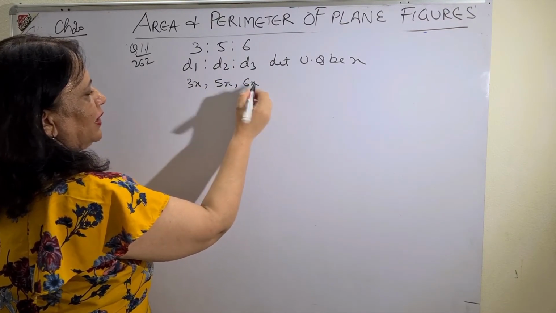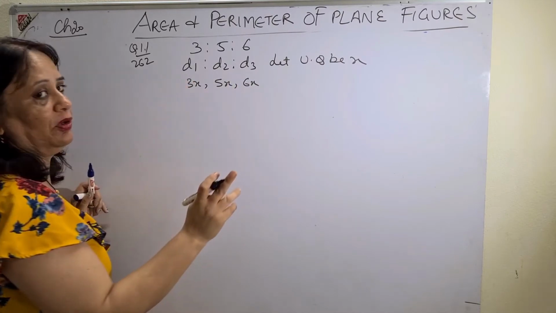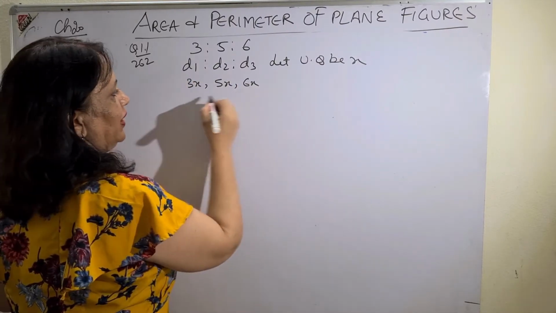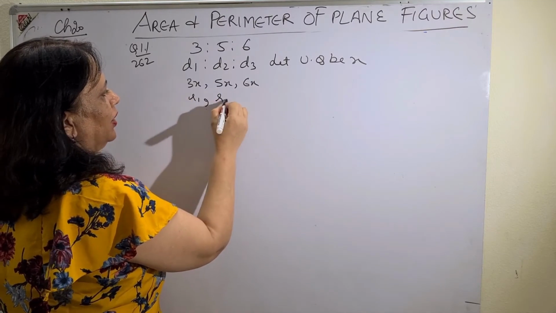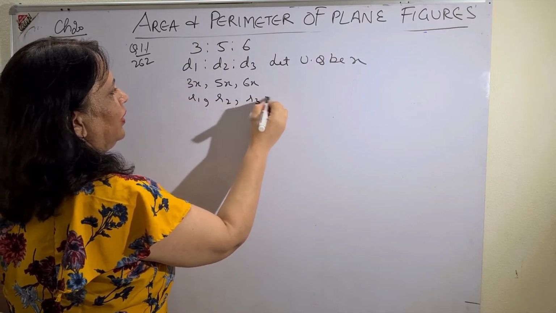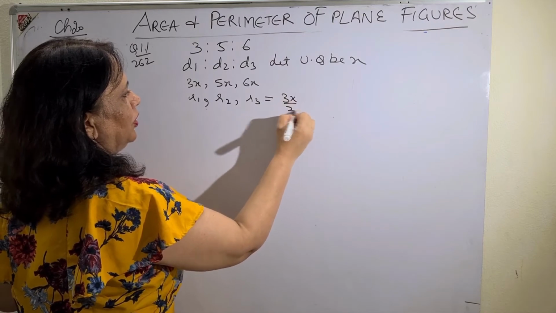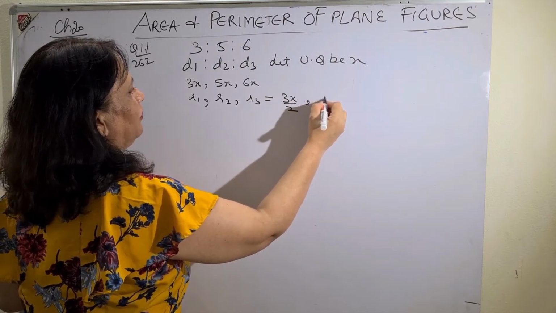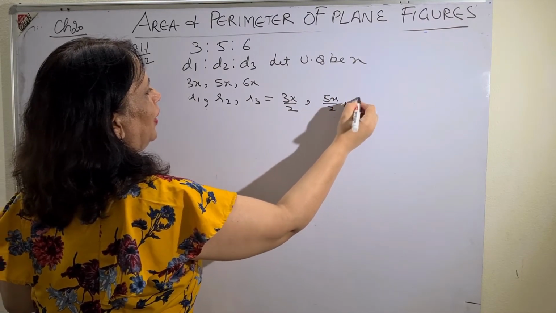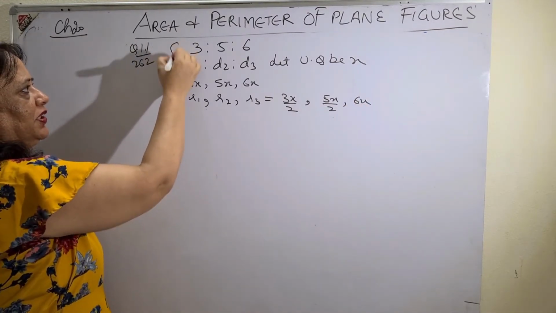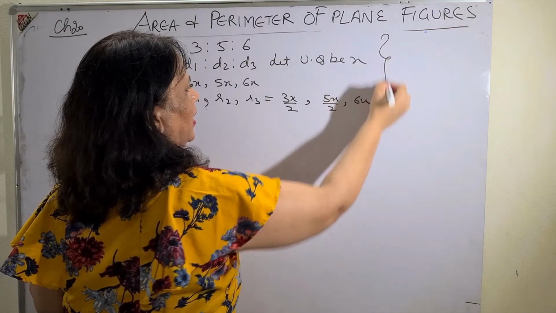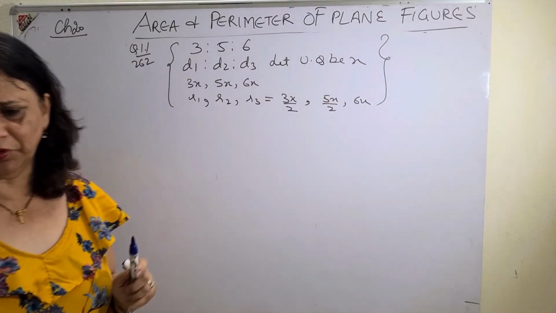But these are diameters, and I don't need the diameter in the formulas of a circle. So find the radius. R1, R2, R3 will be equal to 3x upon 2, 5x upon 2, 6x upon 2. This is the question. I have made you understand the beginning of the language, and the rest is very easy. Again, I will give you a little hint.